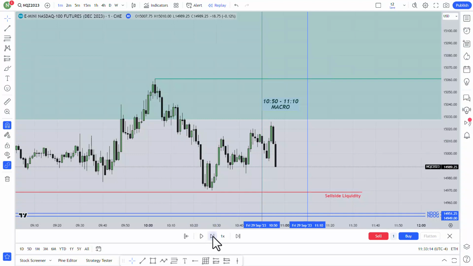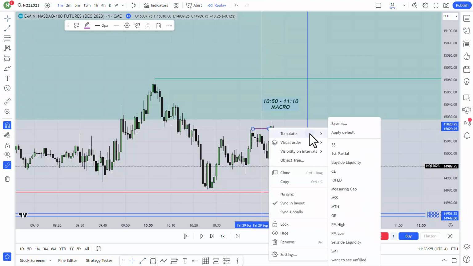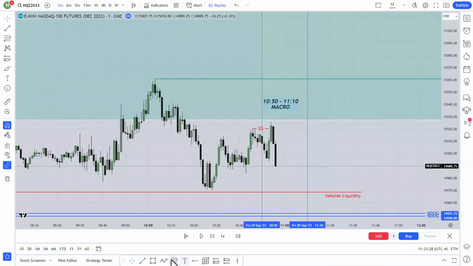And the very next candle, what do you see? You see another market structure shift to the lower side. What you need to do is just mark this as your buy side liquidity taken and your market structure shift. I'll just mark it from here so that it will be easier to understand.